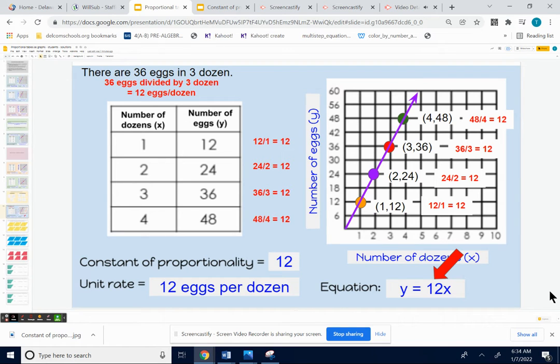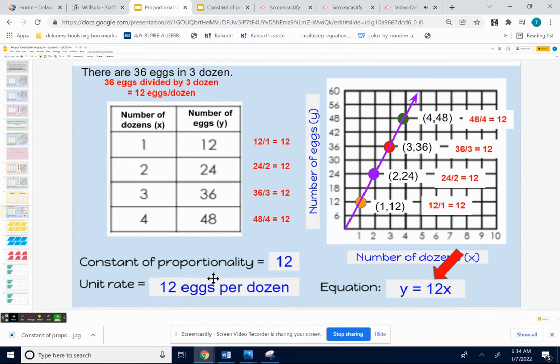Since I'm not here today, I wanted to show you some things about proportional relationships, because you're going to have a lesson over constant of proportionality. This on your screen is an example of a proportional relationship, and I just want you to see where that constant of proportionality keeps popping up.